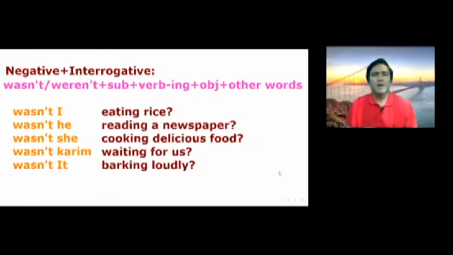Wasn't I eating rice? Ami ki bhat khacchilam na? Wasn't he reading a newspaper? Tini ki ekti potrika porchilen na? Wasn't she cooking delicious food? Tini ki shushadu khabar ranna korchilen na? Wasn't Karim waiting for us? Karim ki amader jonno opekkha korchilo na? Wasn't it barking loudly? Eti ki uccho shore gheo gheo korchilo na?